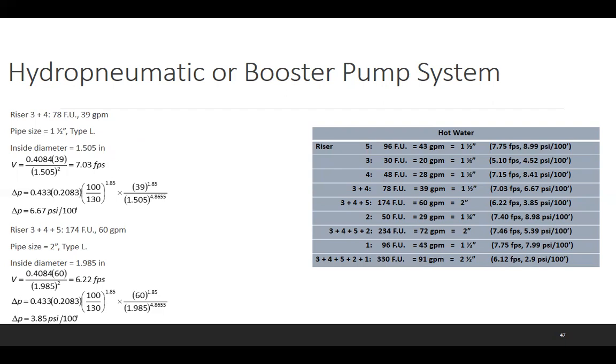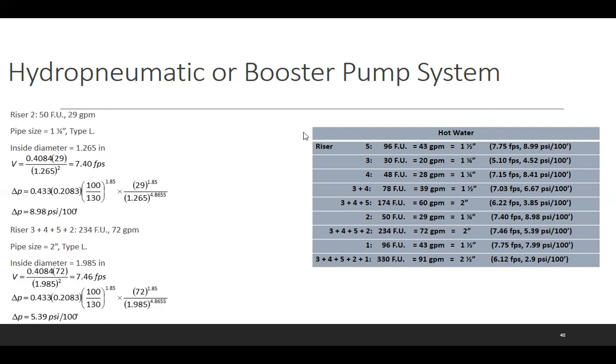Riser 3 plus 4 plus 5 is 174 FU, 60 GPM. Pipe size 2 inches, type L. Inch diameter 1.985 inch. Velocity is 0.4084 times 60 over 1.985 squared, or 6.22 feet per second. Delta P is 3.85 PSI per 100 feet.